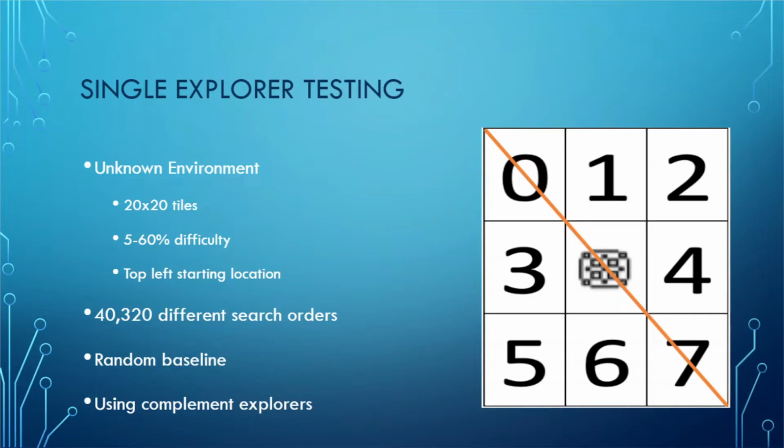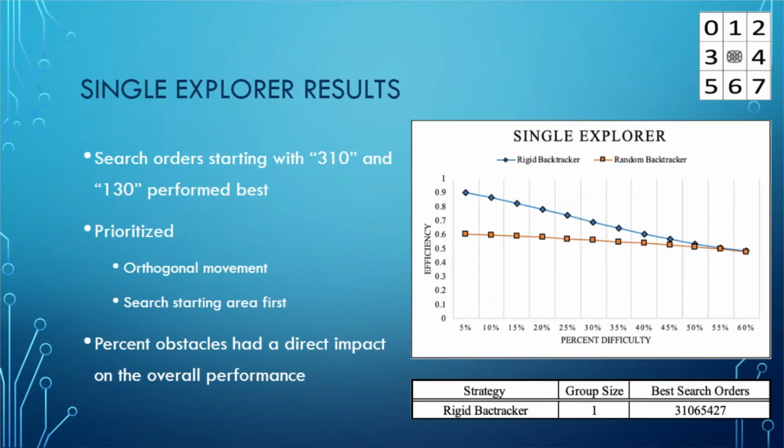If both explorer strategies within a pair performed worse than the cutoff, they were removed from the list of explorers to be tested. This process was then repeated with a larger selection of maps and continued until we found the best search order within the error range. For our single explorer results, search orders starting with 310 and 130 performed best.